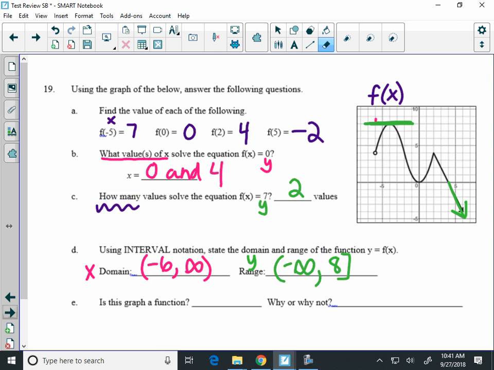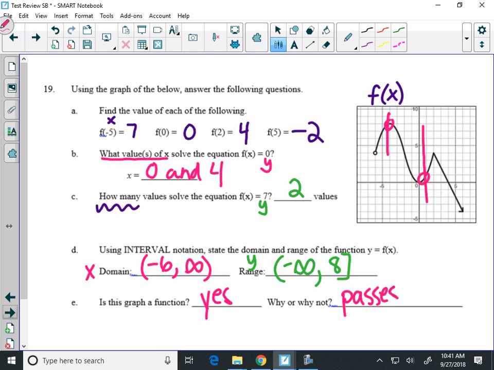All right, we need to determine if this graph is a function. Well, it passes the vertical line test. Anywhere I go, the graph only crosses a vertical line one time, so it is a function because it passes the vertical line test.